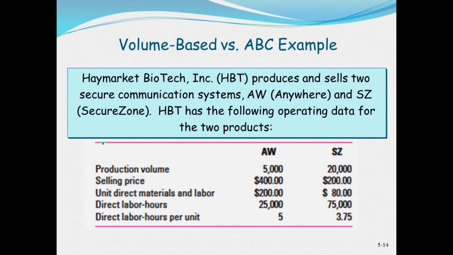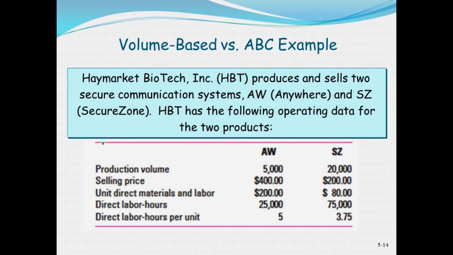AW is a high-end, low-volume product. SZ is a product that they would sell in higher volume at a lower price point. So you can see they produce a lot less AW than SZ. They charge twice as much for the product. Then the direct materials and labor costs.